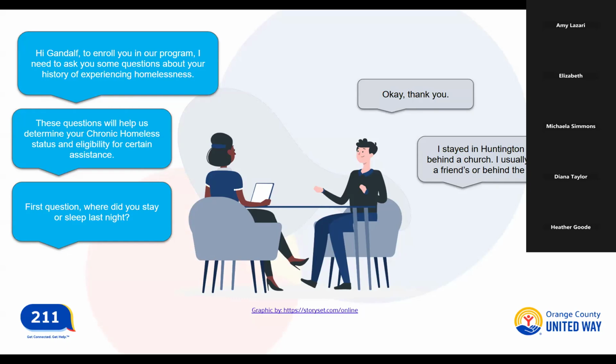Let's pause and take note of the information so far. We know that Gandalf stayed outdoors behind a church last night, and when they are not sleeping there, they stay with a friend. At this point, we know where Gandalf stayed last night, but we don't know how long they've been staying there or when their current episode of homelessness began. So let's continue on to find out.